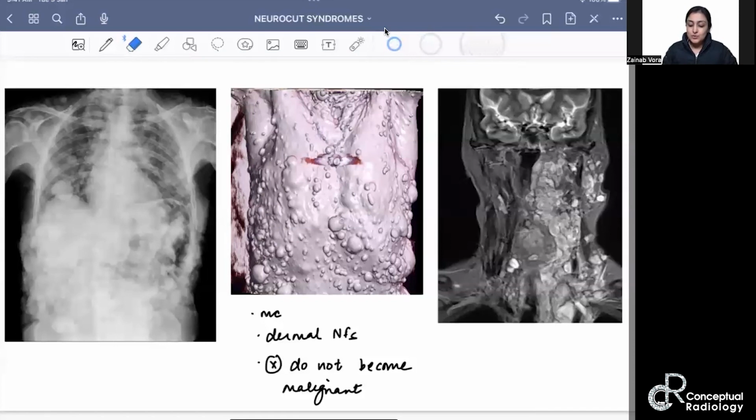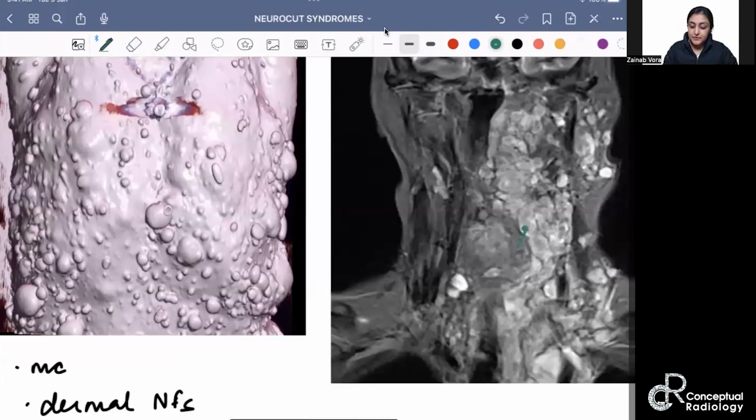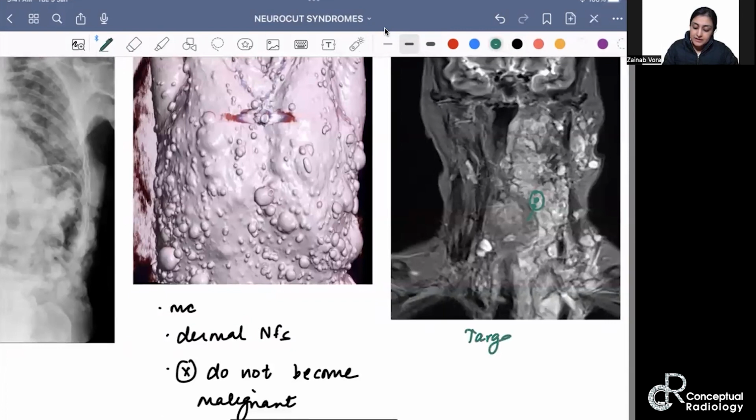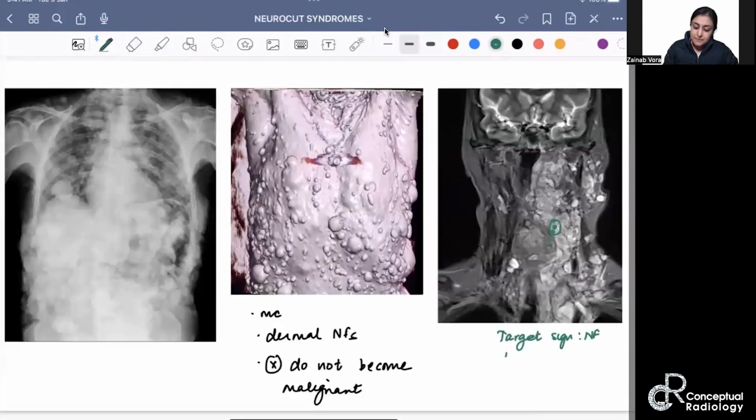And now look at this. You have this entire nerve plexus thickened, the entire nerve of the brachial plexus being thickened. You see the classical target appearance of neurofibroma, wherein you see the peripheral hyperintensity and the central hypointensity. So this is the typical target sign that we've studied in neurofibromas. So this is a plexiform neurofibroma.